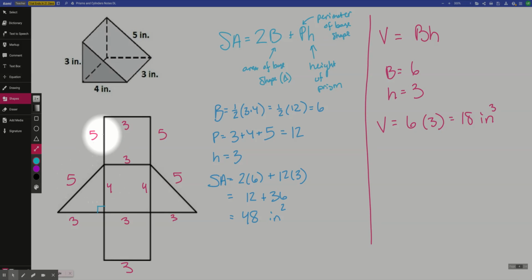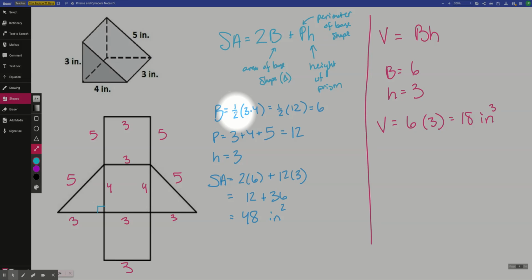So then it was easier for me to find these values because they have to match up. So if this is 5, this is 5. Same thing here. And then if this is 3, I didn't write it, but this would be 3. This is 3, this is 3. And then the 4 is just here and here. So my base shape is a triangle with a base of 3 and a height of 4.